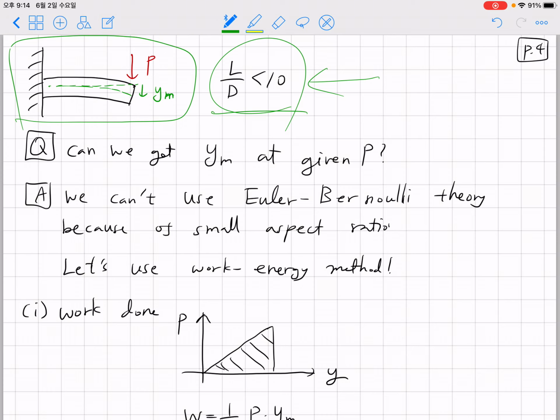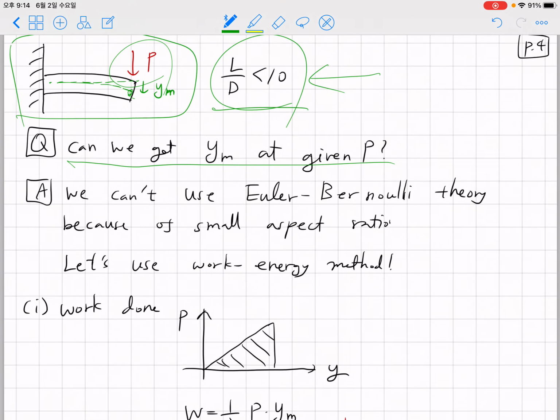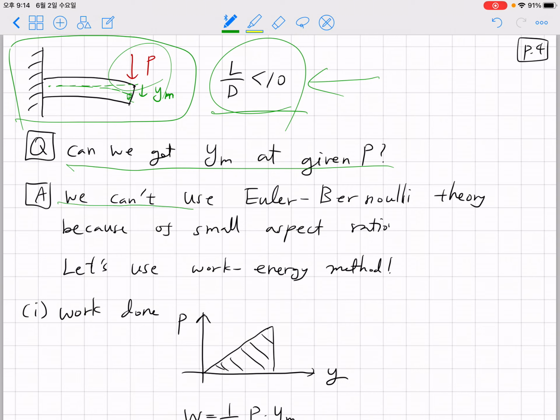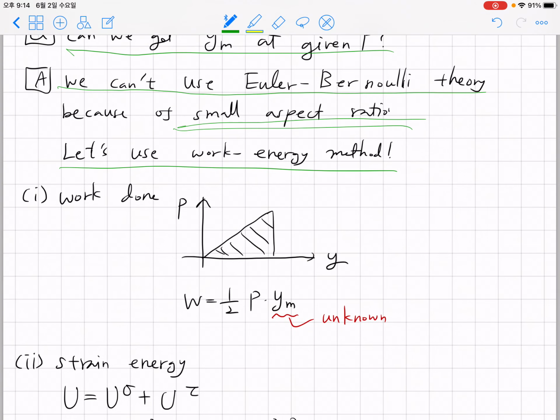Okay, and suppose that somebody gives a force P at the end of the beam, and the problem asks us, can we obtain the deflection at the end of the beam at the given force P? So the first thing we have to realize is we can't use Euler-Bernoulli beam theory because the aspect ratio is small. So for this small aspect ratio, we cannot use Euler-Bernoulli beam theory. We have to use the work-energy method. So if we consider work done, at least for this problem we don't have any known solution.